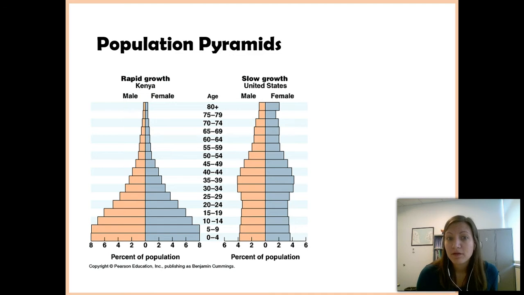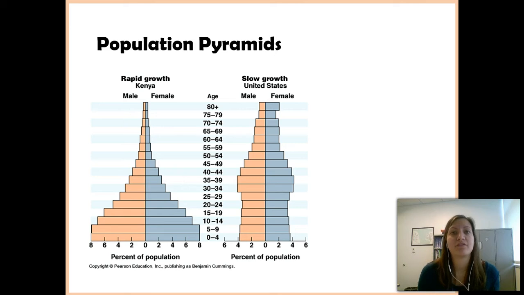You have some populations which are more stable, so they're not really growing and they're not really declining. The United States is one example of that. We do have some growth, but it's very, very small. You can see the shape of our population pyramid is quite different from Kenya's, where the offspring bars are a little bit larger than the reproducing adults, but not much.